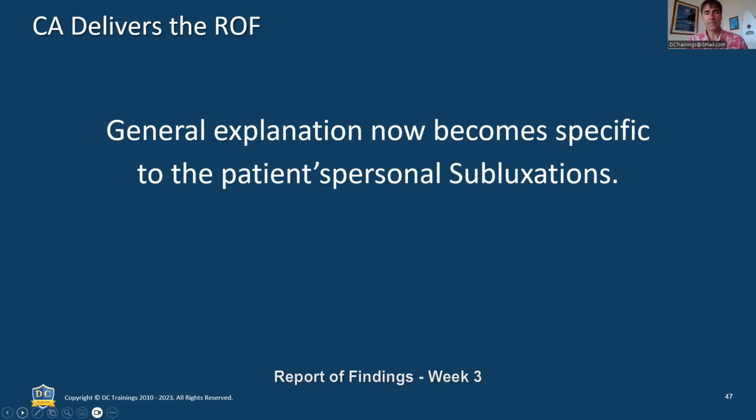So we want to make sure that we show our patients what it is that they have and show them the findings that we have that allow us to be so certain when we explain what the problem is and how to solve it. So the general explanation now becomes specific to the patient's subluxations.